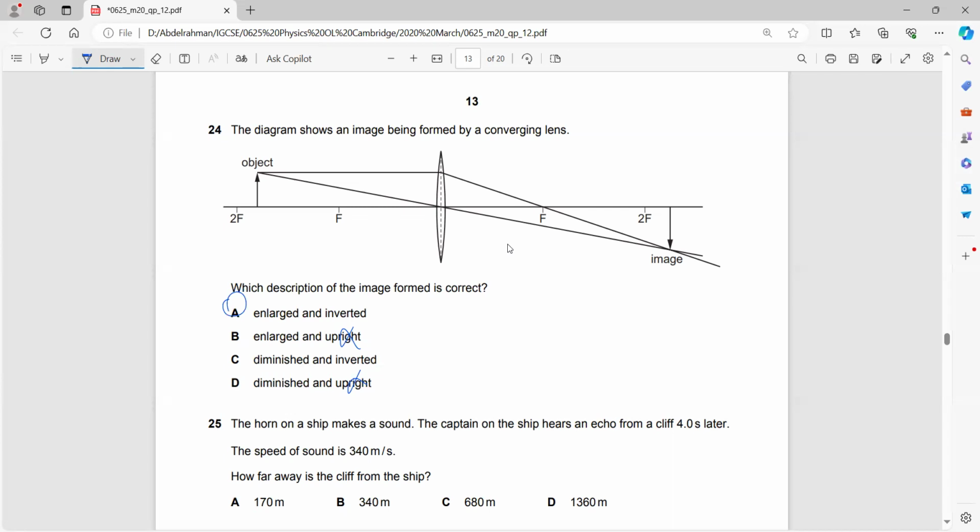In other words, this object is quite close. You'd say that this is not close at all, this is actually quite far. No, it's actually considered to be close. Why? Because it's between the 2F and the F. Whenever the object is between the 2F and the F, the image would be large. An easier way to solve this question is to use a ruler. If you use the ruler, you'd find the image slightly larger than the object, so the image is enlarged.